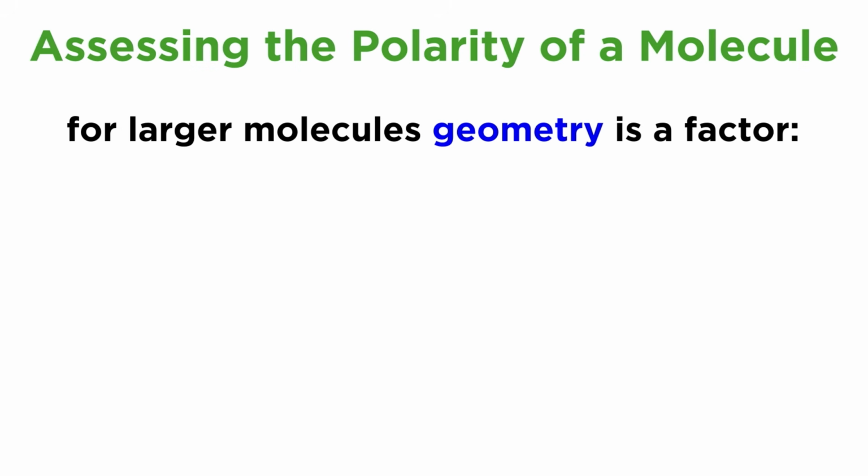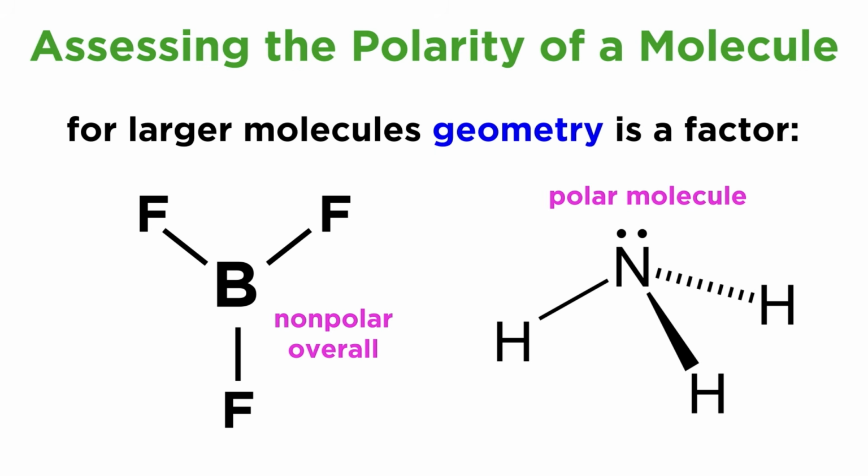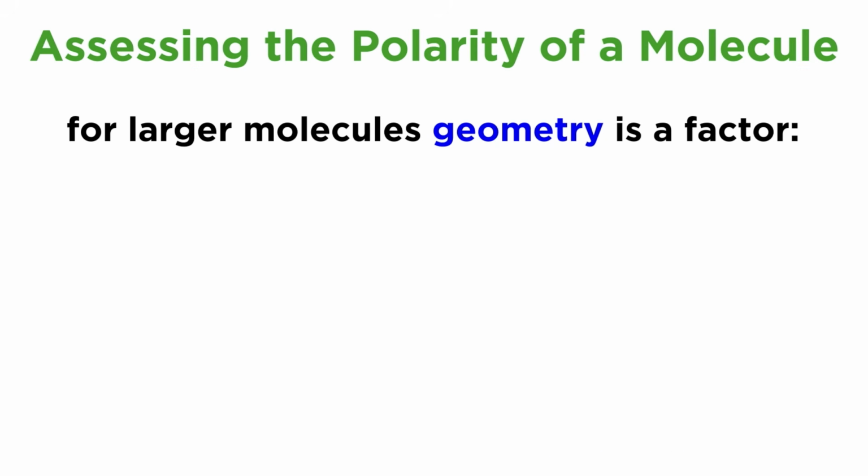Things can cancel out in more than 2 directions as well. BF3 is nonpolar while NH3 is polar, due to the difference in geometry, trigonal planar versus trigonal pyramidal, meaning the N-H bonds all point somewhat in one direction. This can work for 4 directions or more as well, and symmetry will be the key to seeing if this is the case. We can look at methane and replace hydrogen atoms with chlorine atoms one at a time.